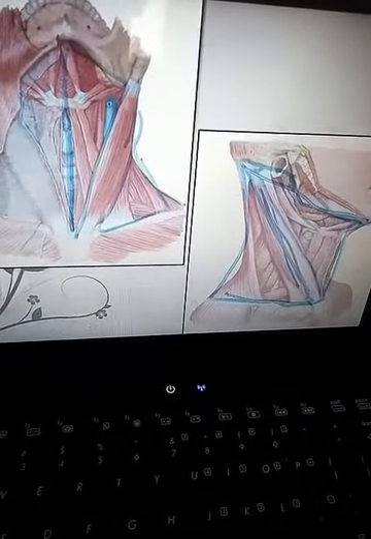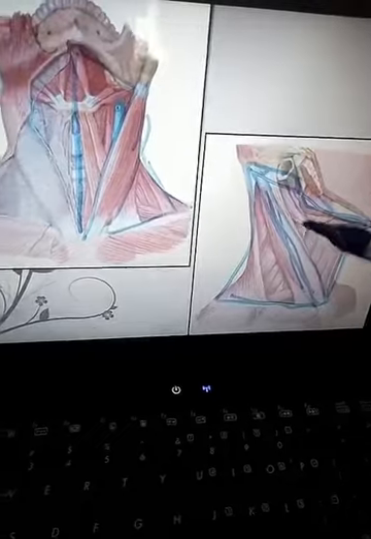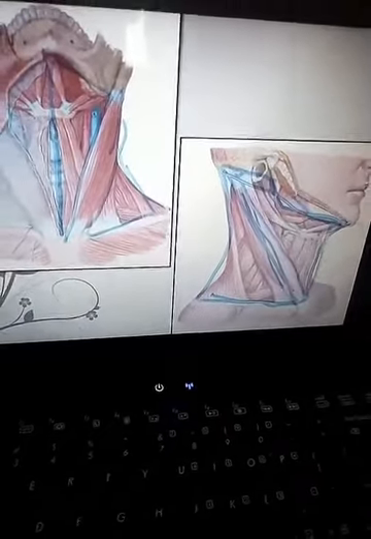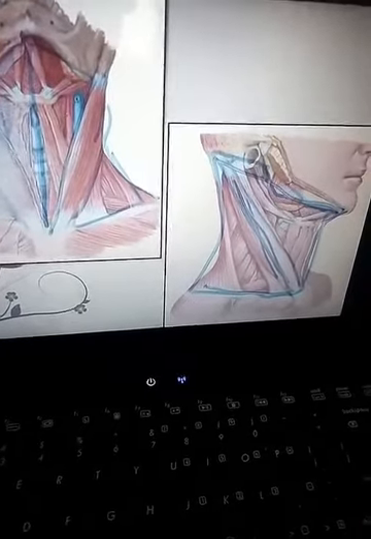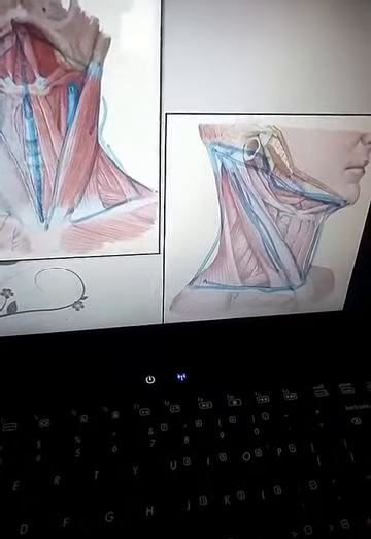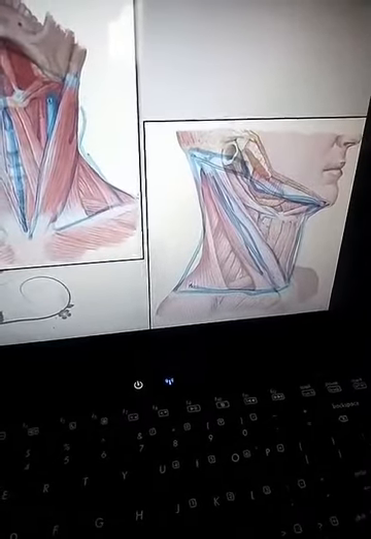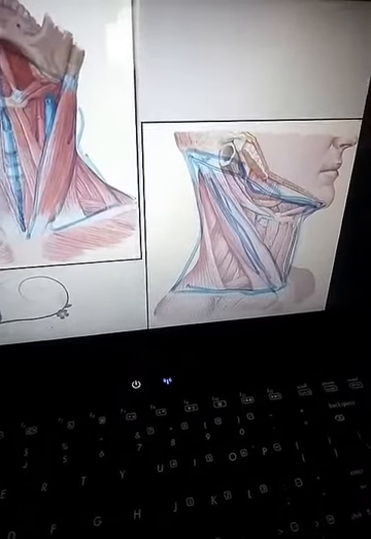So it is a key muscle of the neck. So क्यों इसको key muscle कहते हैं? क्योंकि this is the muscle which divides the various triangles in the neck. So it is the muscle which divides the side of the neck into the anterior triangle and the posterior triangle. Now we will see the origin and insertion of this muscle.